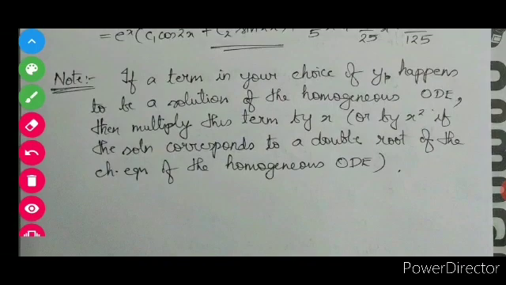First I'll read that note. That is, if a term in your choice of yp happens to be a solution of the homogeneous ordinary differential equation, then multiply this term by x, or by x square if the solution corresponds to a double root of the characteristic equation of the homogeneous ODE. Now this note I'll actually explain with some examples.